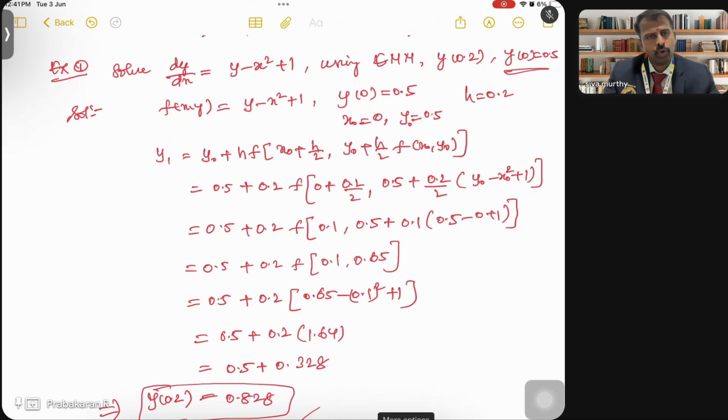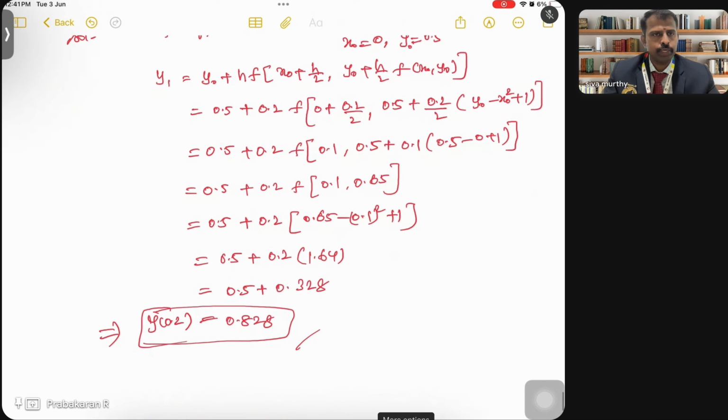Already we know the formula: y1 equal to y naught plus h f of x naught plus h by 2 comma y naught plus h by 2 f of x naught comma y naught. Then we substitute the values directly and we get the answer: y of 0.2 equal to 0.828, right? This is the final answer of this problem.